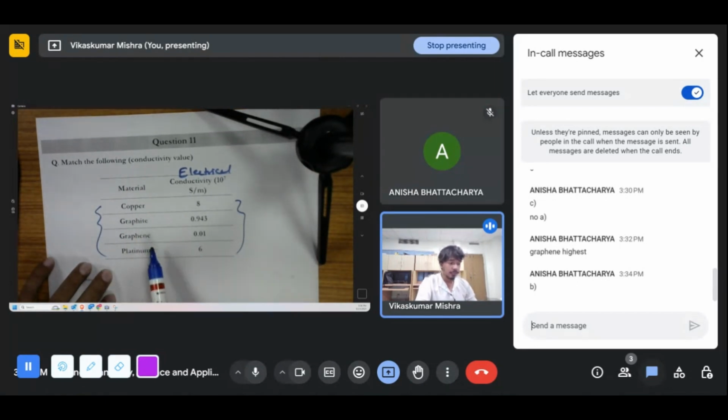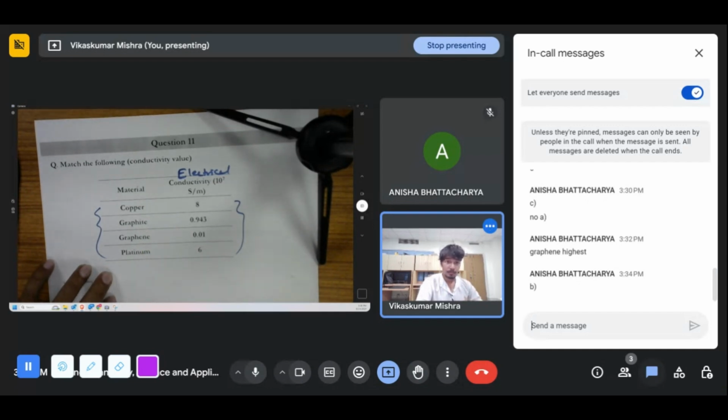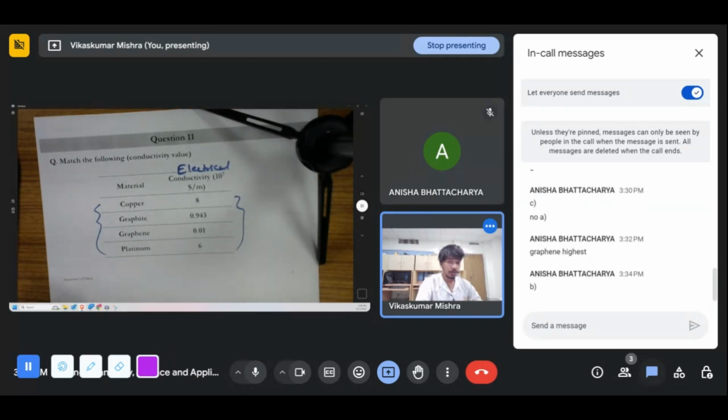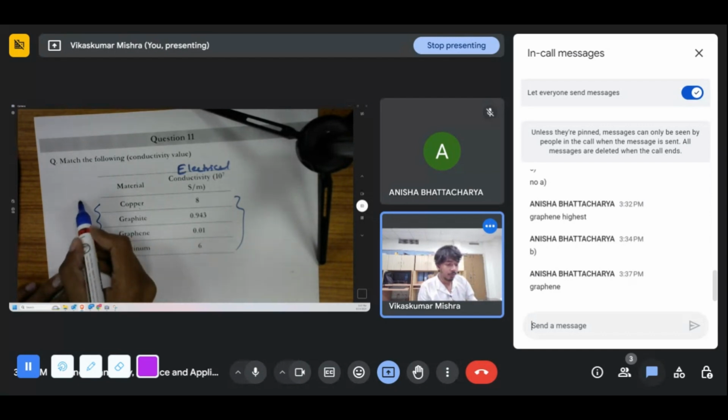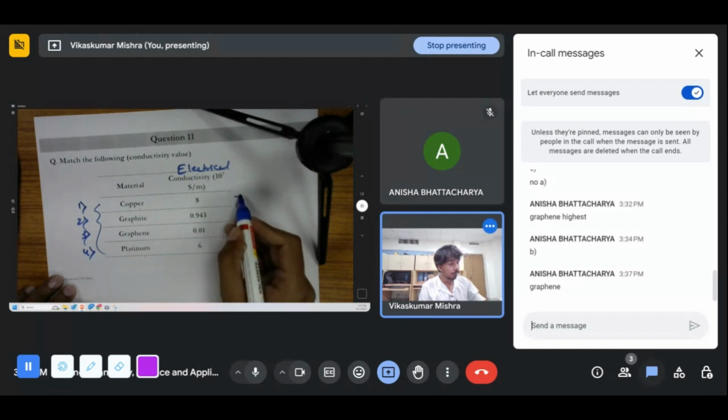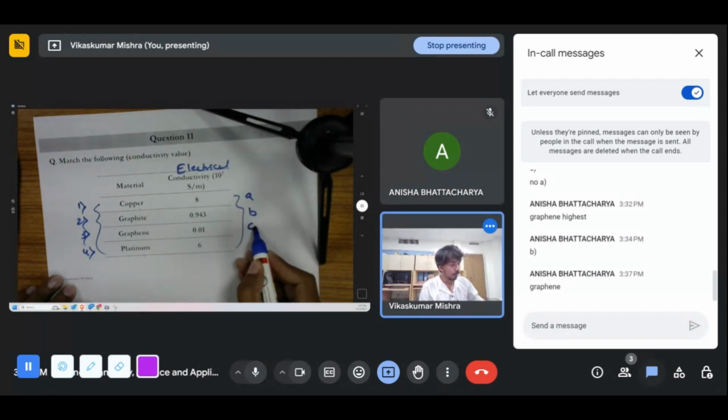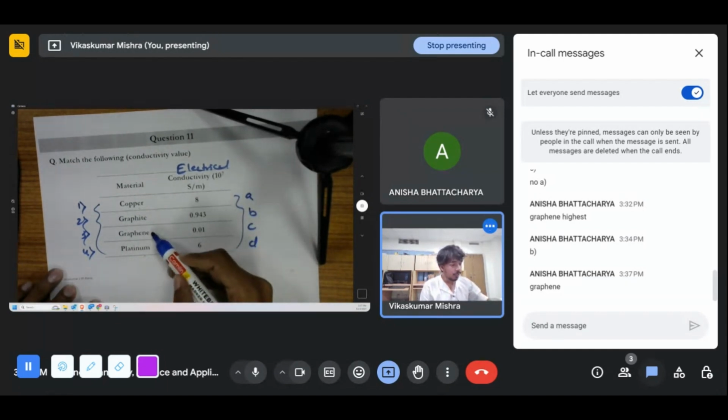Copper, graphite, graphene, platinum. So what do you think? What is your opinion, among copper, graphite, graphene, and platinum, which one is having the more conductivity? Graphene is the one, right? So we can match the graphene. Okay, sorry, I forgot to write the numbers. So 3 is matching with the first one.